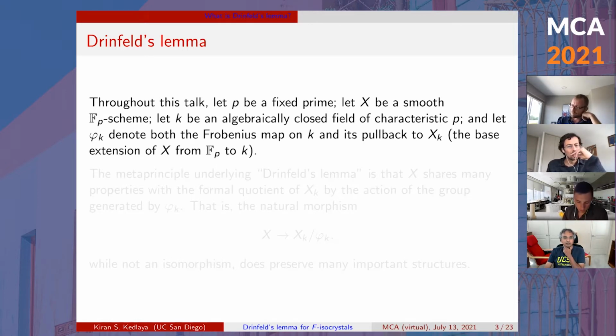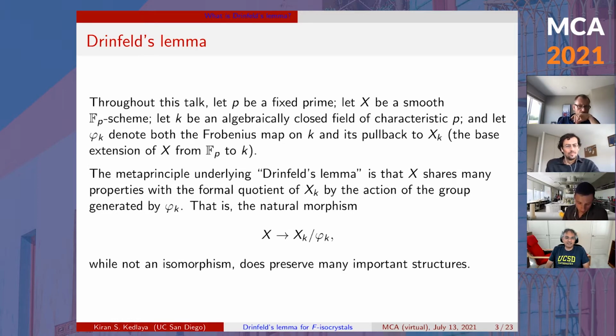So I like to think of Drinfeld's lemma as a meta principle, which is that there's a map from X to this formal, if you like, category theoretical quotient of X_k by a discrete group generated by the partial Frobenius. And this is not an isomorphism, but many structures are preserved by this map. So we'll see a bunch of statements that equate structures on X versus structures on X_k divided by phi_k. And I'll tell you as we go along what it means to define structures on the right-hand side. But you should think of this as a quotient by a free group on one generator, and so structures on this right-hand side are kind of equivariant objects for the action of that partial Frobenius. Okay, and I claim this plays an important role in the Langlands correspondence. We'll come to that in a couple of slides.